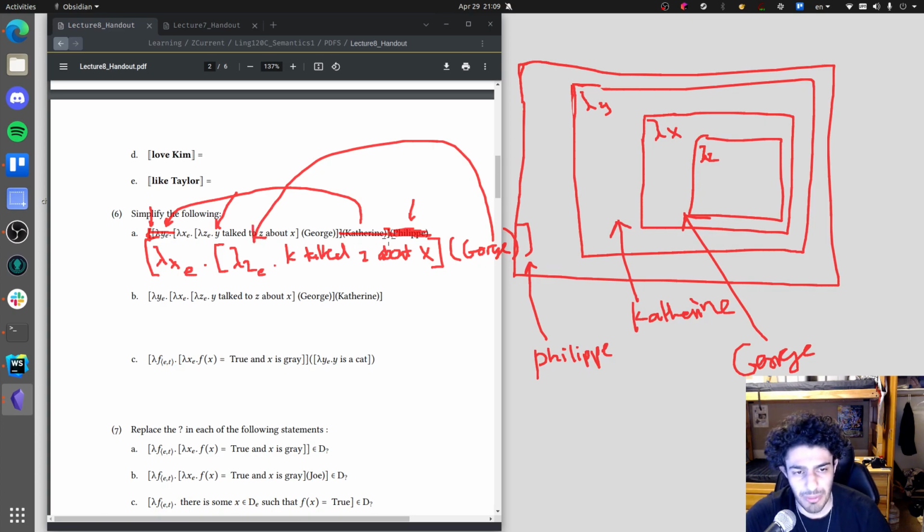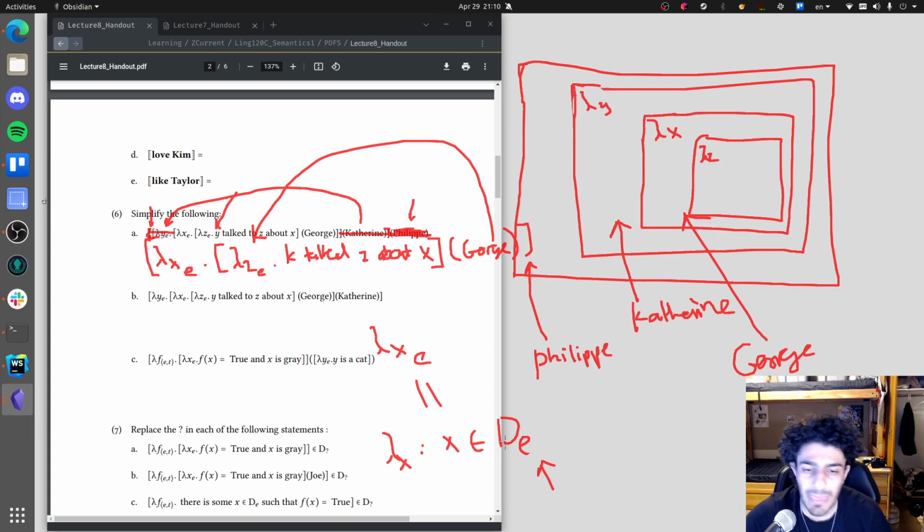Now something I should probably have noted is that this notation where it's like lambda x of E, this is the same thing as lambda x, where x is in the domain, in the set of entities. Remember, these are primitive types. So we have E for entity and T for truth values. But a shorthand notation is to just put it as a subscript. So that's what that means.